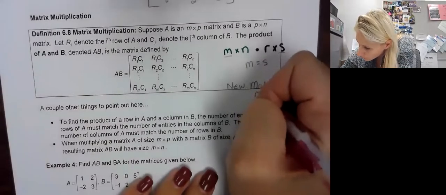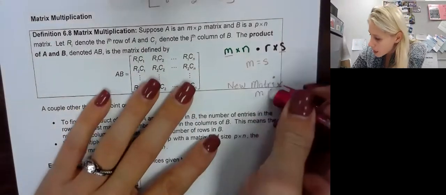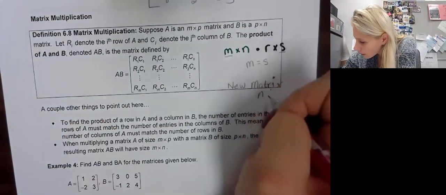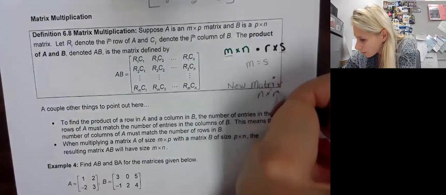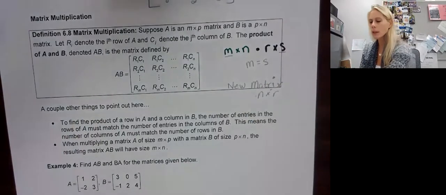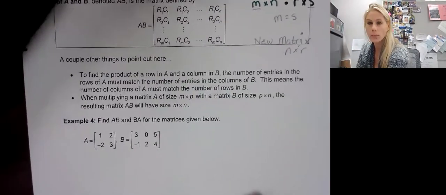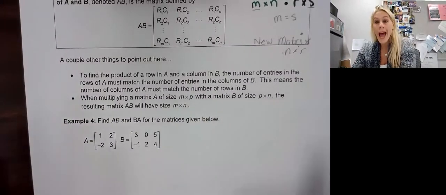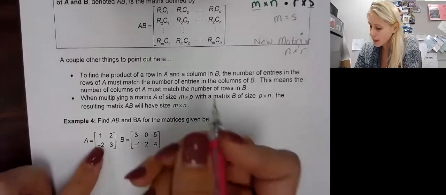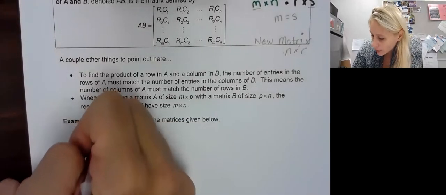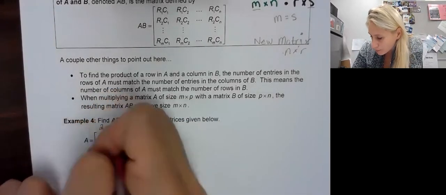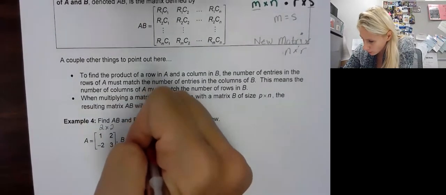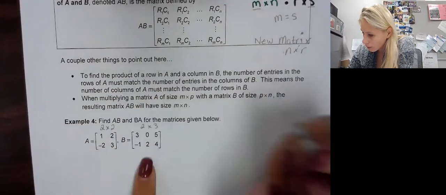M. Oh, not M. N. N by R. Okay? And I'm going to show you down below first that we can multiply these two, and then I will show you how you are going to multiply. Okay, so right here we have a 2 by 2, and this is a 2 by 3. Oh wait, it's the other way around.